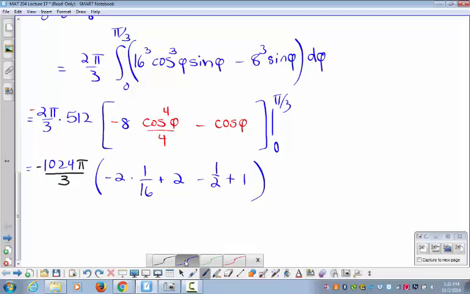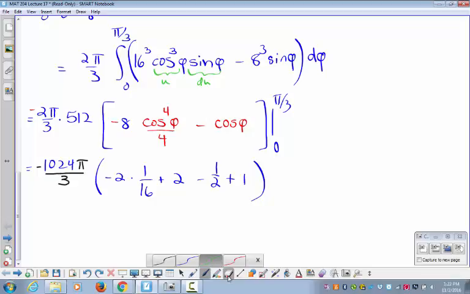I have a question. Yeah? How did you absorb the sine in? So if we do a u sub, u is equal to cosine phi, du is equal to minus sine phi d phi. So u is this. So we have u cubed, and then that's du, that's part of du. How'd you get the plus 2? Yeah. This one right here?